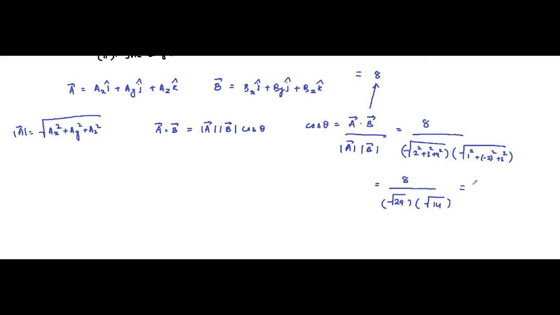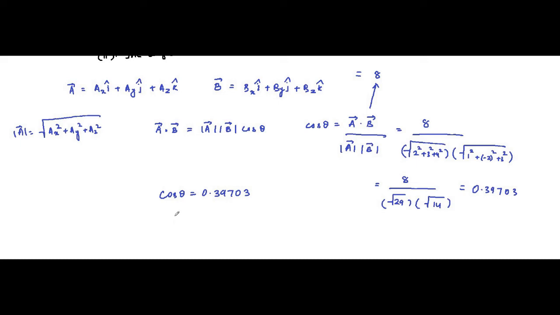So this result will be, let's calculate. Okay, it is coming around 0.39703. That is cos theta. Cos theta is this much, 0.39703.